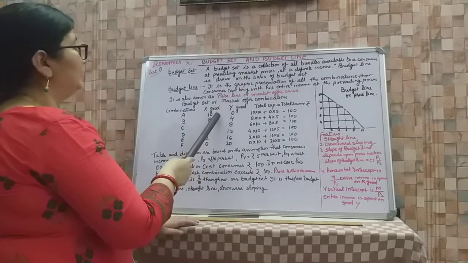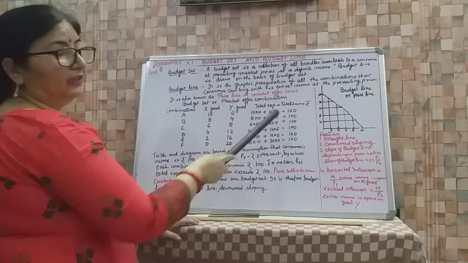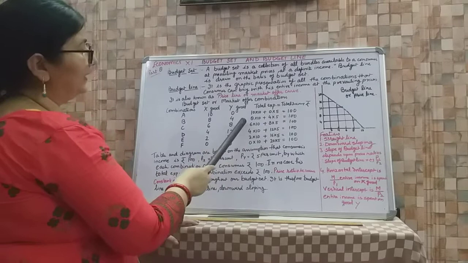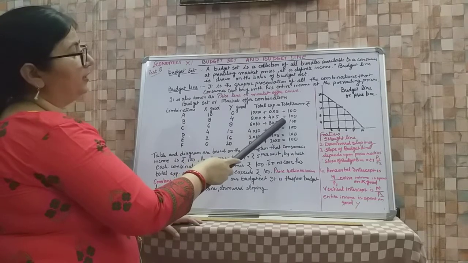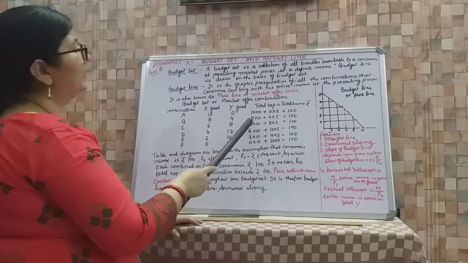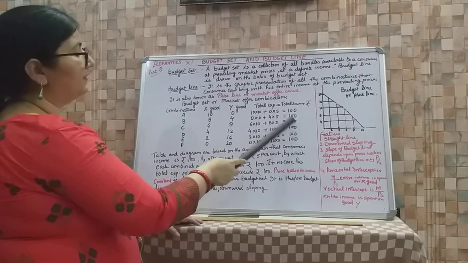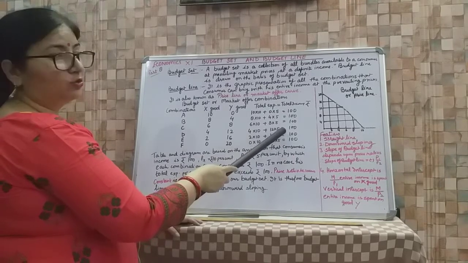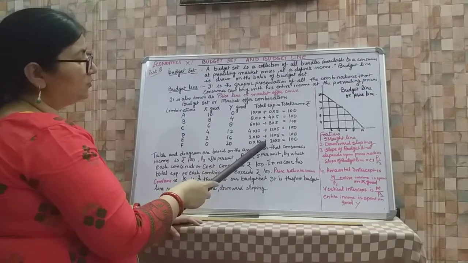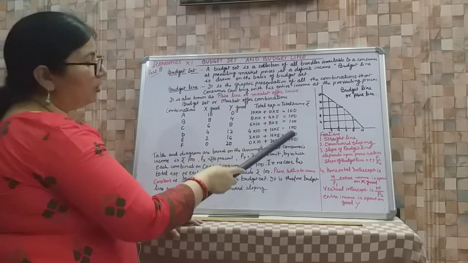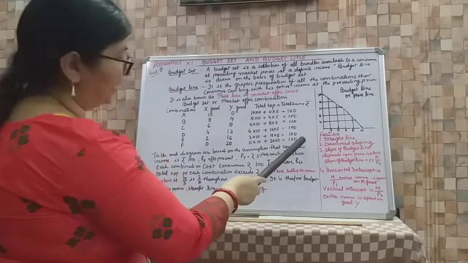If he buys 10 units of X good and 0 units of Y good, the total is 100. For 8 into 10 plus 4 into 5, the total is also 100. Then 6 into 10 plus 8 into 5 gives a total of 100. In the same way 4 into 10 plus 12 into 5, 2 into 10 plus 16 into 5, and 0 into 10 plus 20 into 5. All combinations are bought with the same income, that is 100.